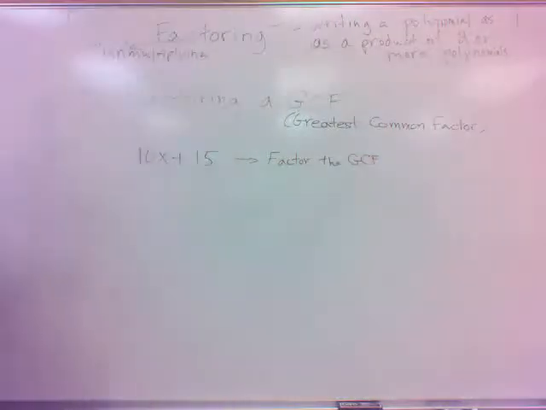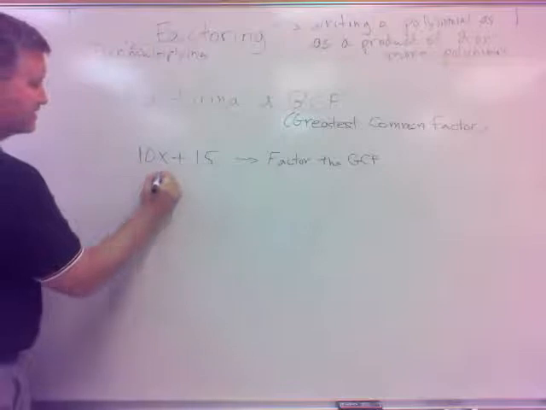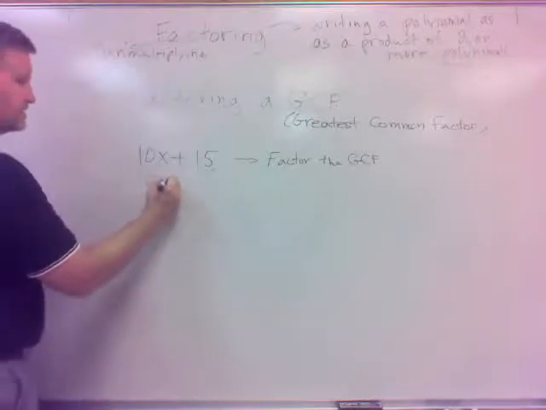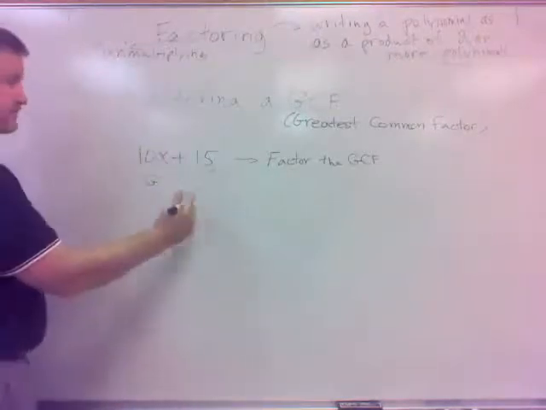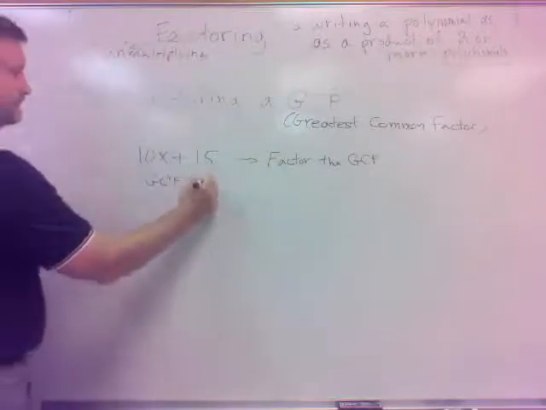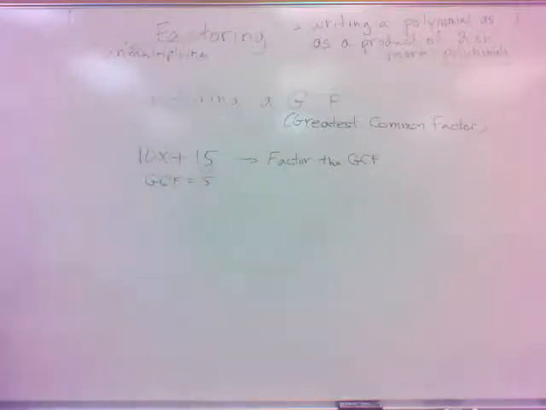Greatest common factor. Well, what that entails, the very first step is, of course, identifying the greatest common factor. If you think about these two terms right here, they do have something in common as far as factors go, right? What would be a factor of both? 5 would be a factor of both of those. Is there anything bigger than 5 that would be a factor of both of those? No. So we'd say the GCF of the 10x plus the 15 would be 5. Okay? So that's the first step.